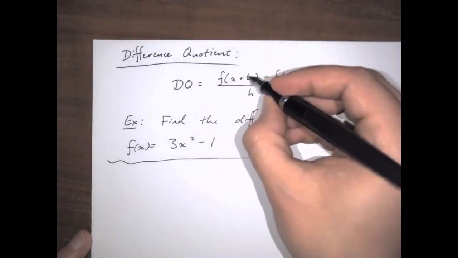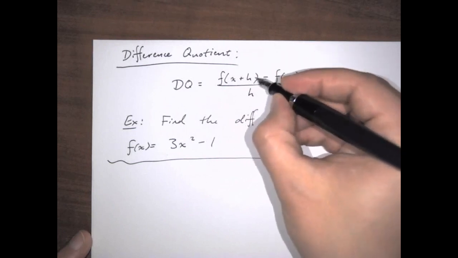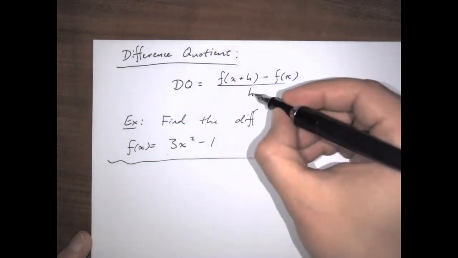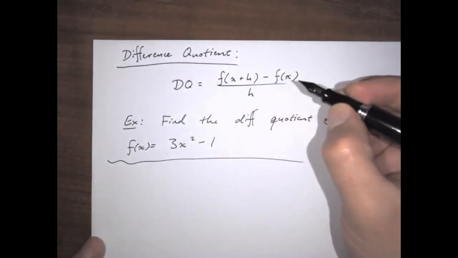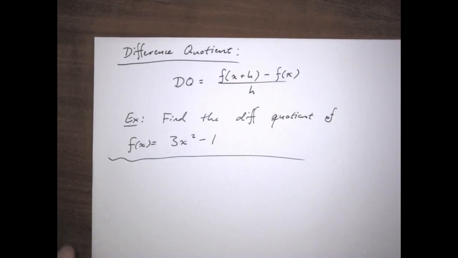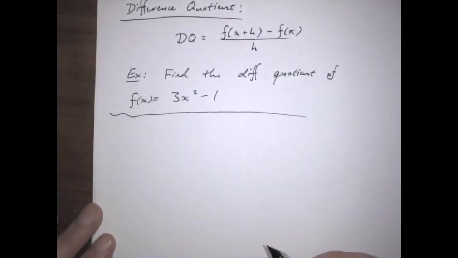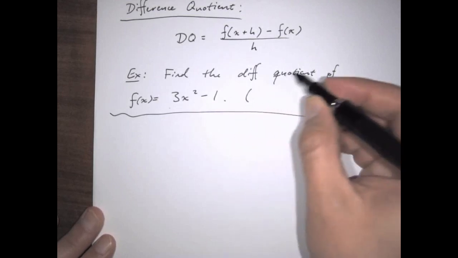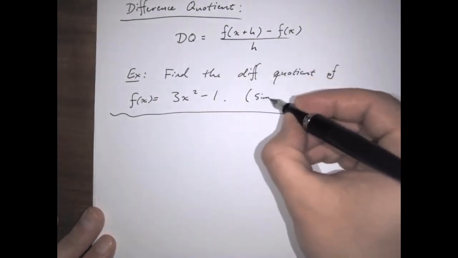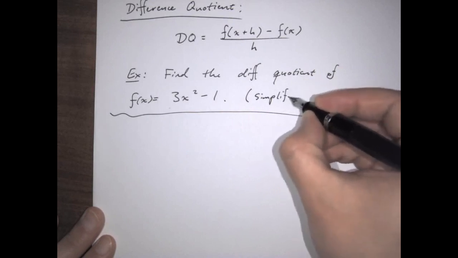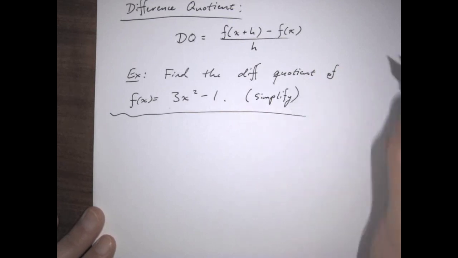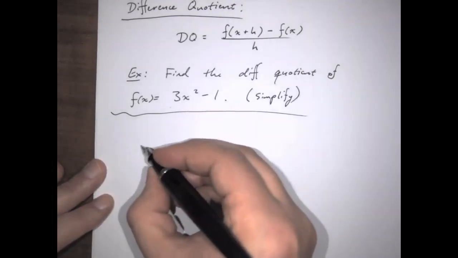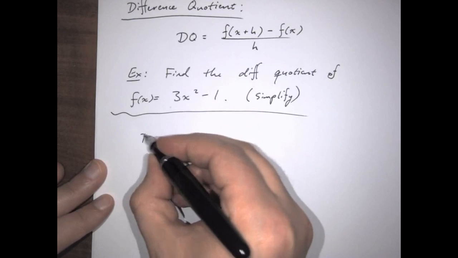So we're going to take f(x + h). We're going to subtract f(x). We're going to divide the whole thing by h, and we're going to simplify the result as much as we can. So, here we go. And I should say the subtext here is simplify. So the goal is to simplify the result as much as we can. So let's think about how this is going to play out.